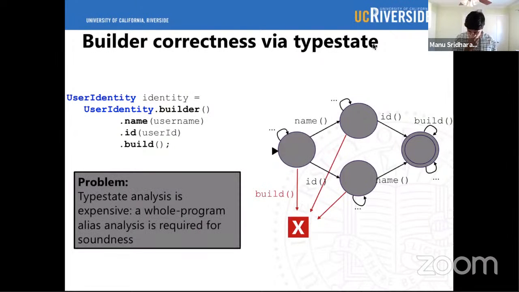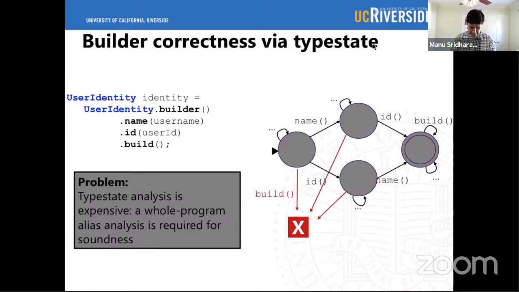Well, here, the problem, which I discussed before about whole program static analysis, is that this kind of analysis is expensive. And the root cause of the problem is that general type state analyzers rely on doing a whole program alias analysis in order to soundly handle arbitrary type state properties. So we wanted to avoid doing this kind of analysis for all the reasons that I outlined before.